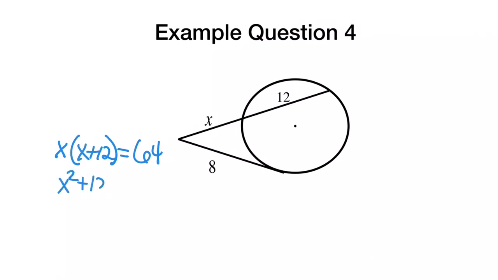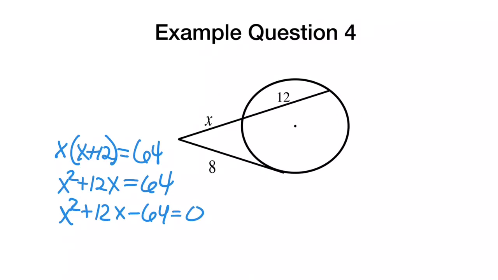Distribute. And then let's subtract the 64. So let's factor this guy. X and x gets me the x squared. So I need two numbers that multiply to negative 64, but add to 12. So I'm going to have one be positive and one will be negative.